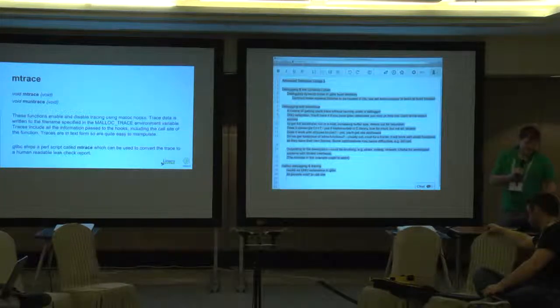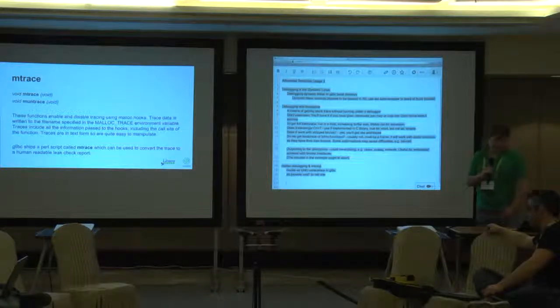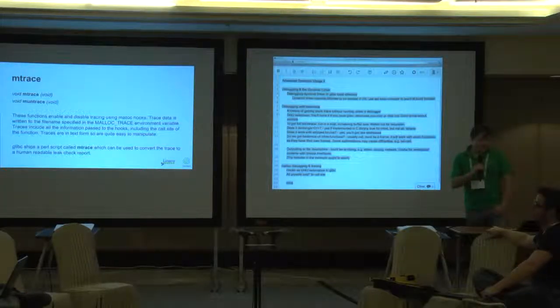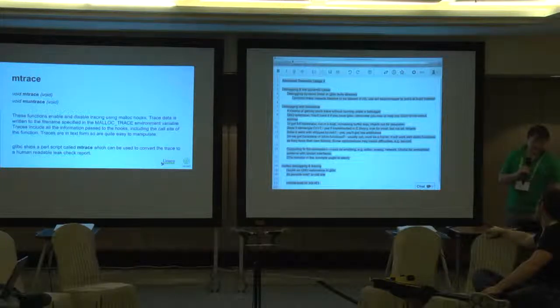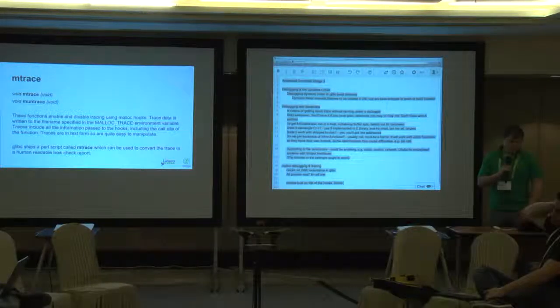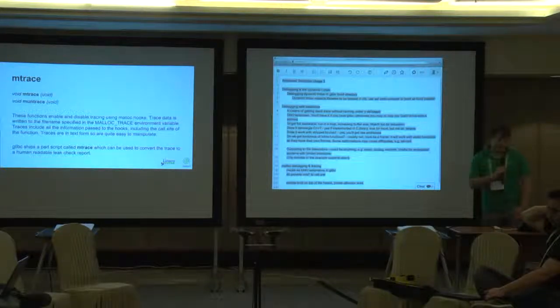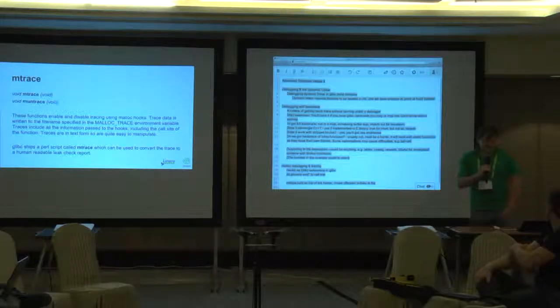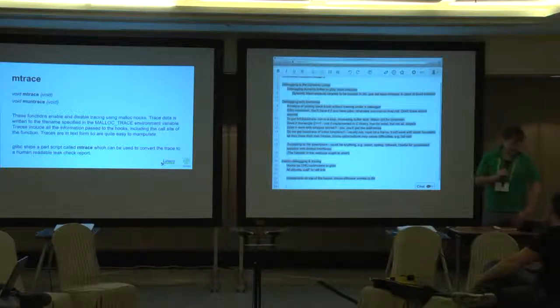mtrace is yet another glibc extension that's built on top of these hooks. You can set a malloc trace environment variable, which is a file name, and then call the mtrace function, and from that point onwards, every time you enter the allocator, there'll be a trace written to that file. It's actually in quite a legible textual format, although there is a script called mtrace that will turn that format into a leak check, which is reasonably useful. But it's certainly possible to build other tools on top of it.